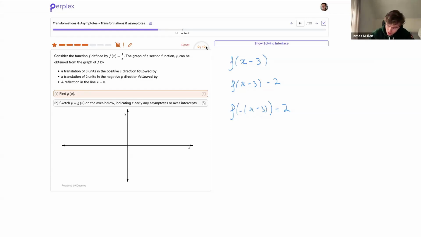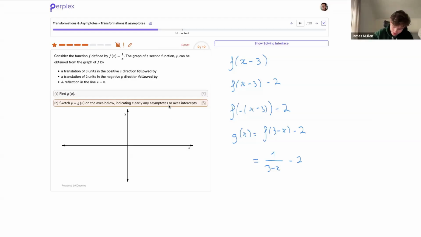And this means that the function can be written g of x is equal to f of 3 minus x, minus 2. So if I use the fact that f of x is equal to 1 over x, this is 1 over 3 minus x, minus 2. And that is my answer. Perfect. Now part B.